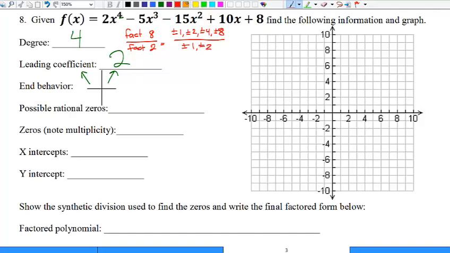So I need to go through and evaluate each one. 1 over 1, that's going to be plus or minus 1.